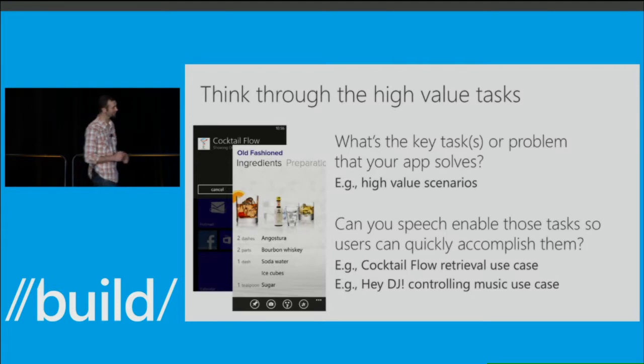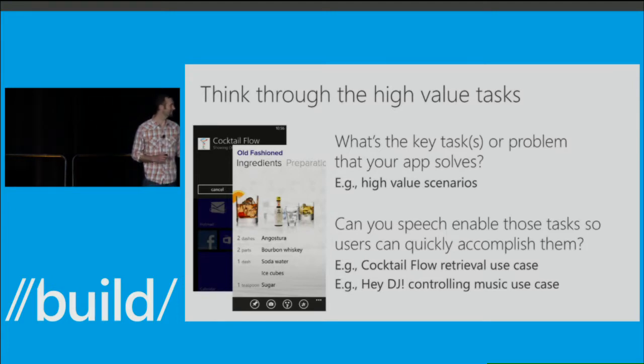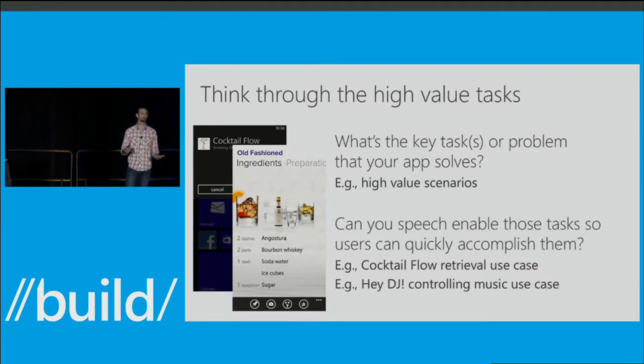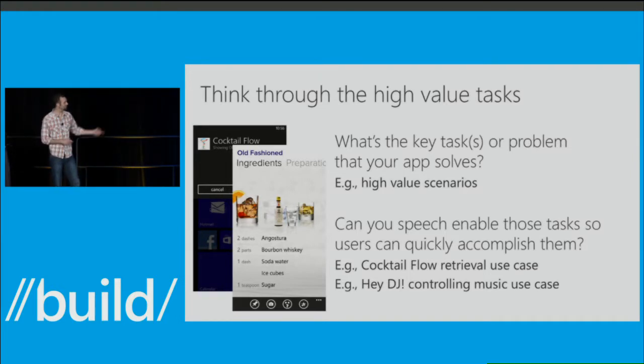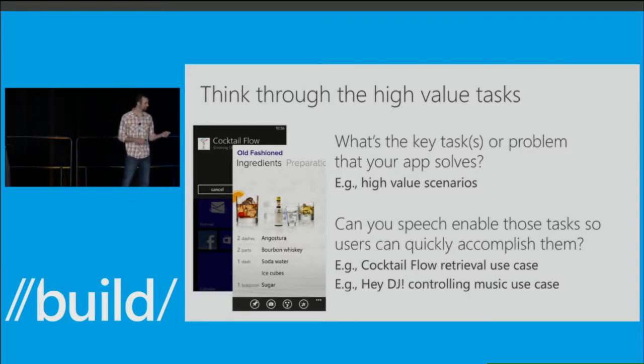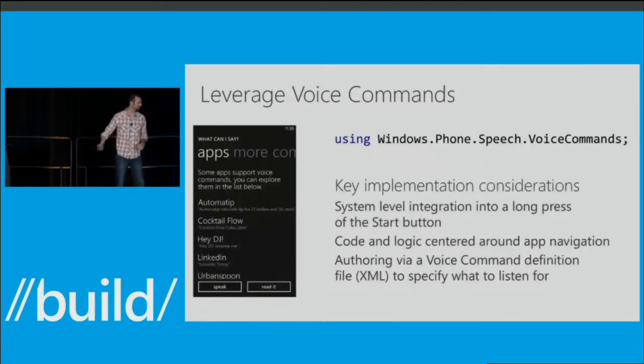In the case of Cocktail Flow, once again, we have the old-fashioned. I actually discovered this app because my wife was like, we should have an old-fashioned. And I was like, I know what the drink is. If we've had it before, I just don't remember what goes into it. And so very quickly, without having to do a whole lot with my phone, I can press the start button, say Cocktail Flow old-fashioned, get the information I need, and go about my way. And so Hey DJ is another great case where controlling music is one of those core use cases that you can take advantage of.